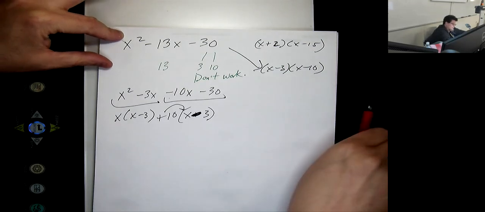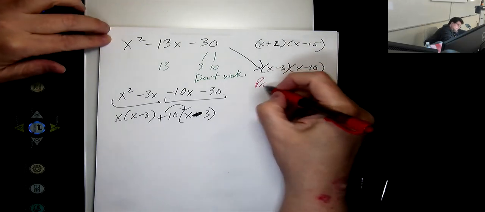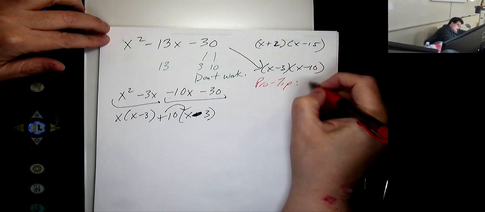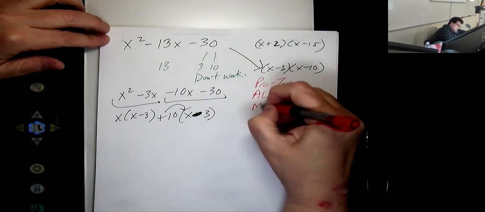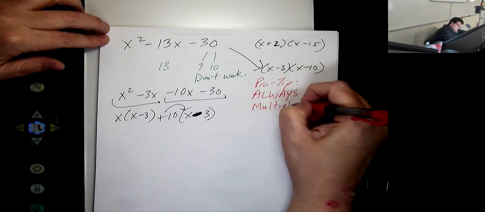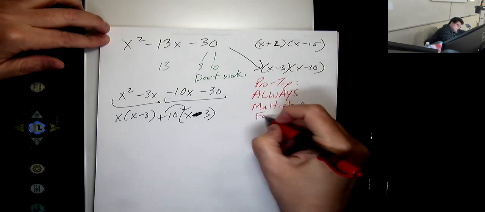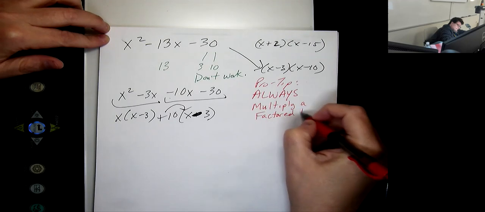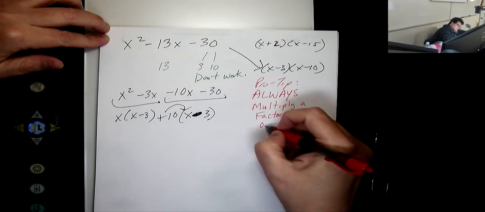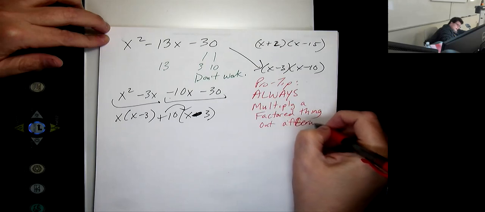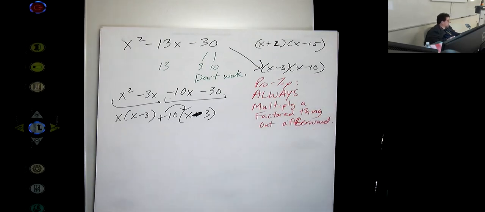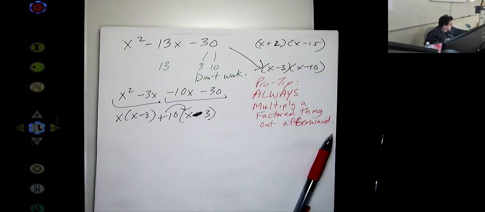So, pro tip, always multiply a factored thing out afterwards. The factoring is the hard part. The multiplying and adding together, you guys know how to multiply and add. That's much easier. It doesn't take you as long to do, and you can check your work.